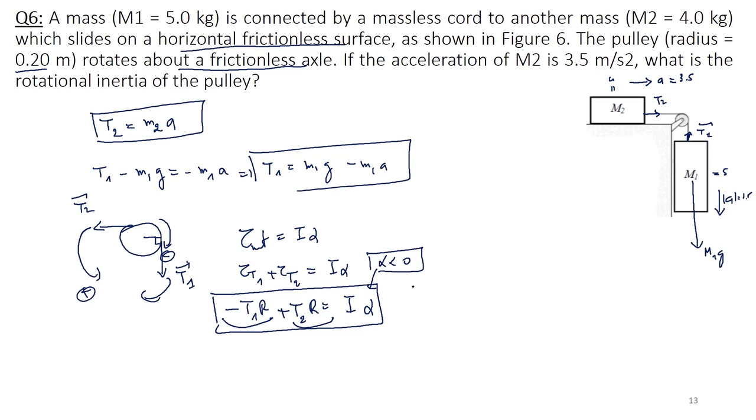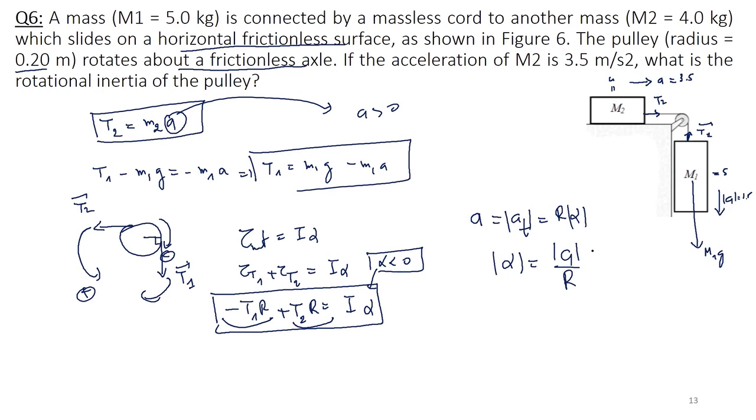Okay, but here now, since A is positive, because A is the magnitude, A here is positive, but alpha is negative. That means if I say that A is equal to AT, in magnitude, this is equal to R times the absolute value of alpha. So the absolute value of alpha will be A divided by R.